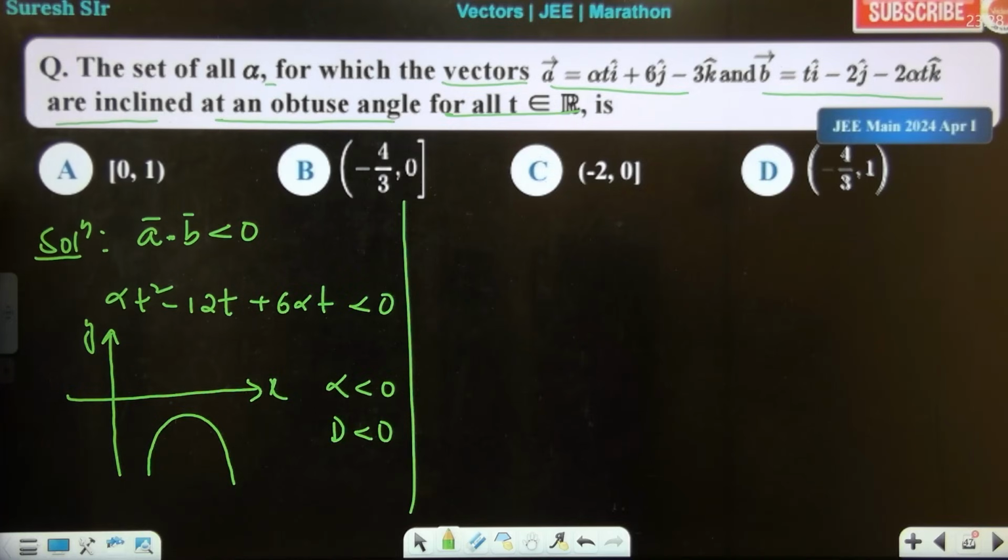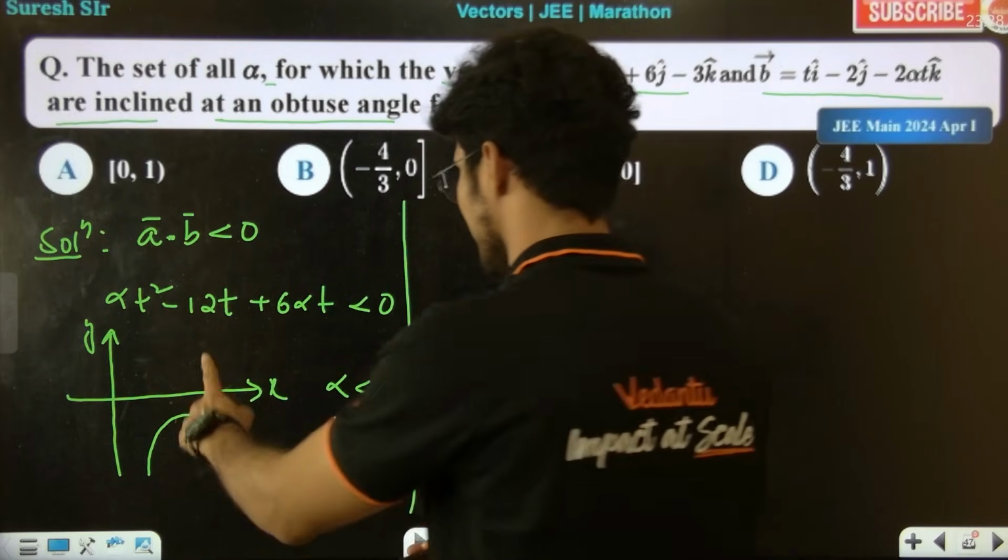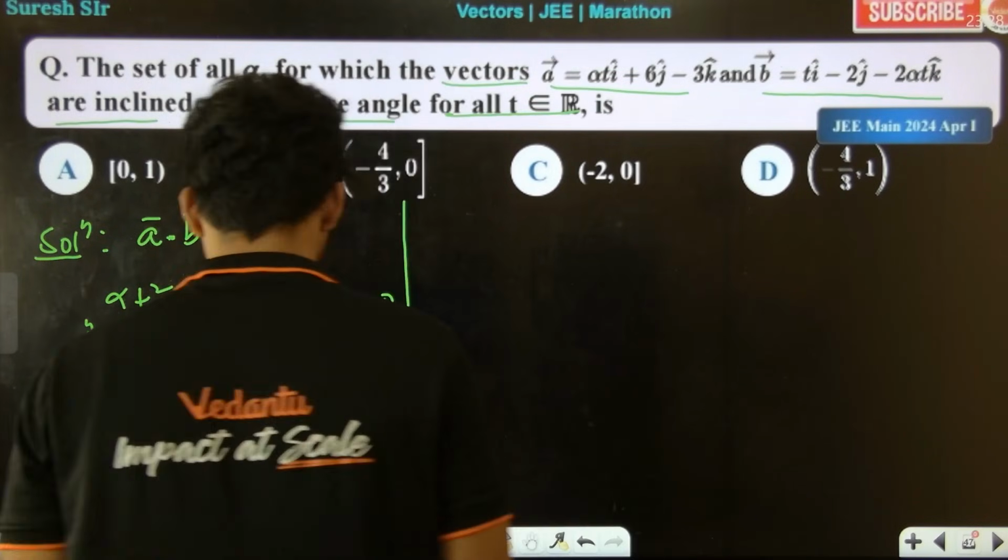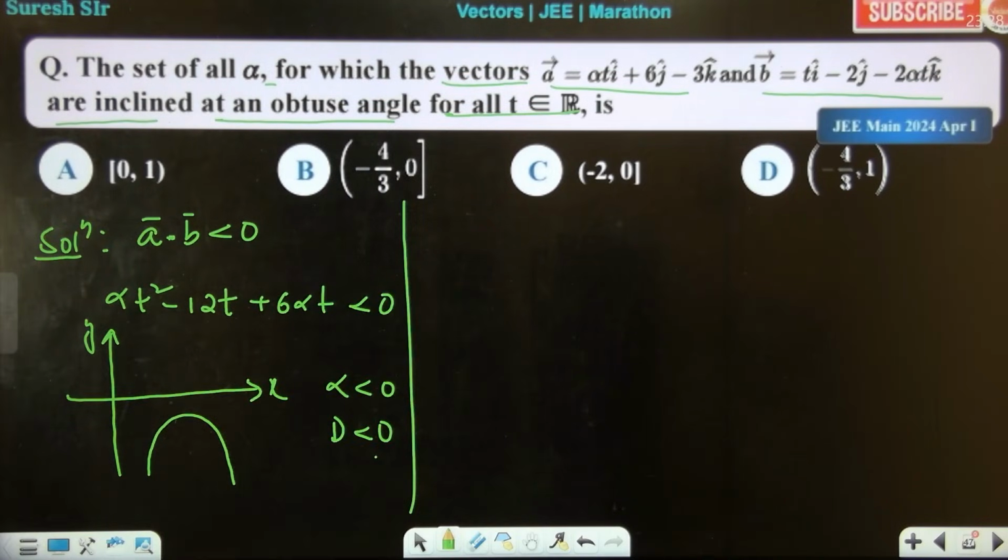Sir, now alpha less than 0 வந்துருச்சு sir, fine. இப்போ next என்ன sir? So fine, இப்படி இருக்கு. Now what is the next concept here? What is R inclined at obtuse angle, then theta, t belongs to R. So can I just factorize this? Or discriminant less than 0 பண்ணிக்கலாம். Not factorization, discriminant. What is discriminant here? B square minus 4AC. B square minus 4AC means what, sir?